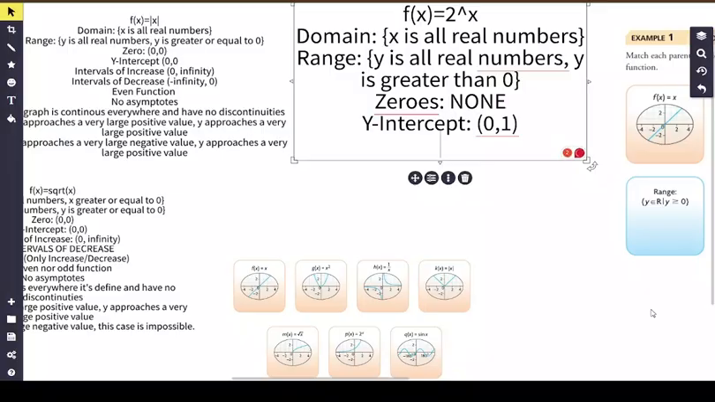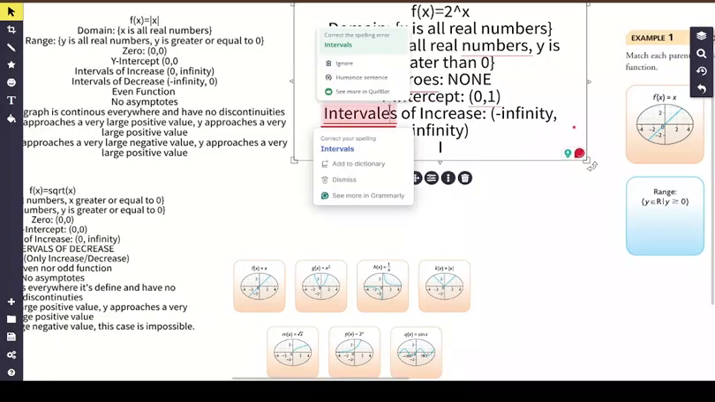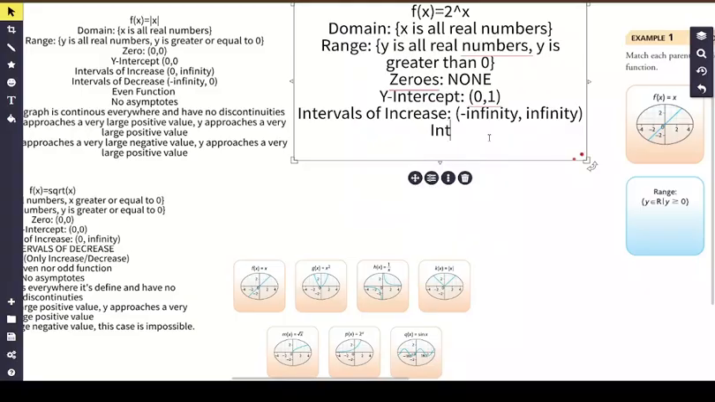And let's talk about intervals of increase. Notice we have another monotonic function. So across the interval of negative infinity all the way to infinity, it's always increasing. It never decreases. Never. Intervals of decrease, none. Alright. And because this is an asymmetric function, we could obviously tell by the shape it is asymmetric. So neither even nor odd.